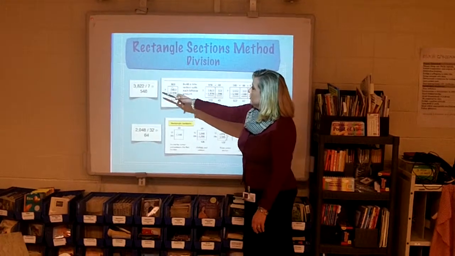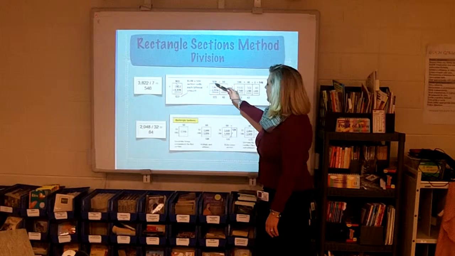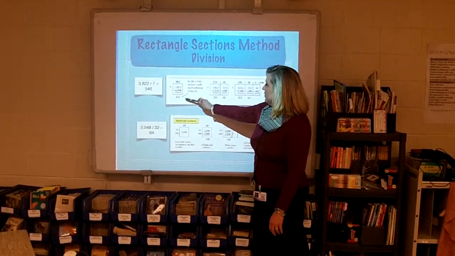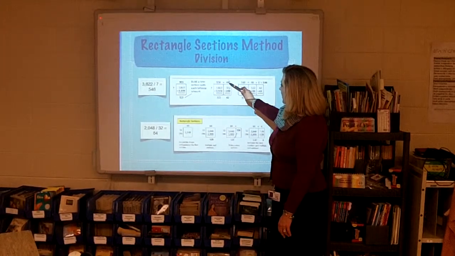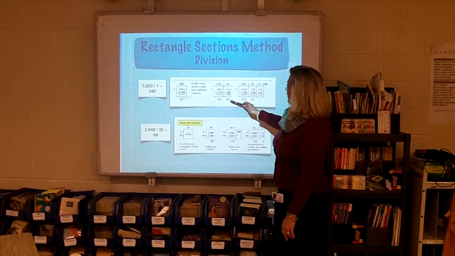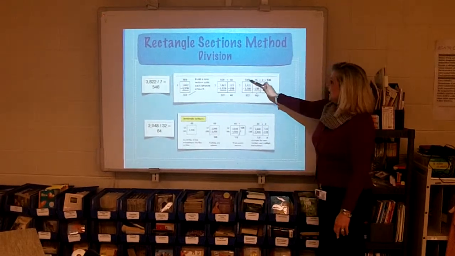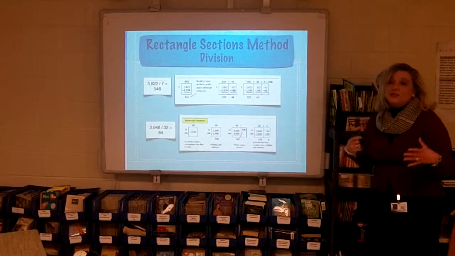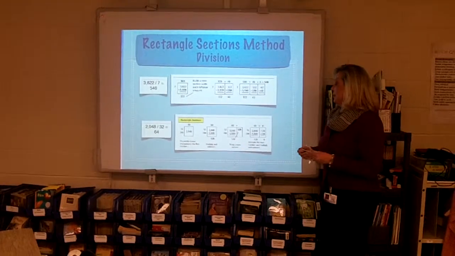7 will go into 38 5 times, so they write down 500, that's 3,500, they've got 322 left over. So 7 will go into 32 4 times, so that's 280. So they're going to add 540, they've got 42 left over, and then 7 will go into 42 6 times. So then they add up the 500, the 40, and the 6, and they get that that's 546. So again, just breaking the number down into its little bitty pieces by place value.